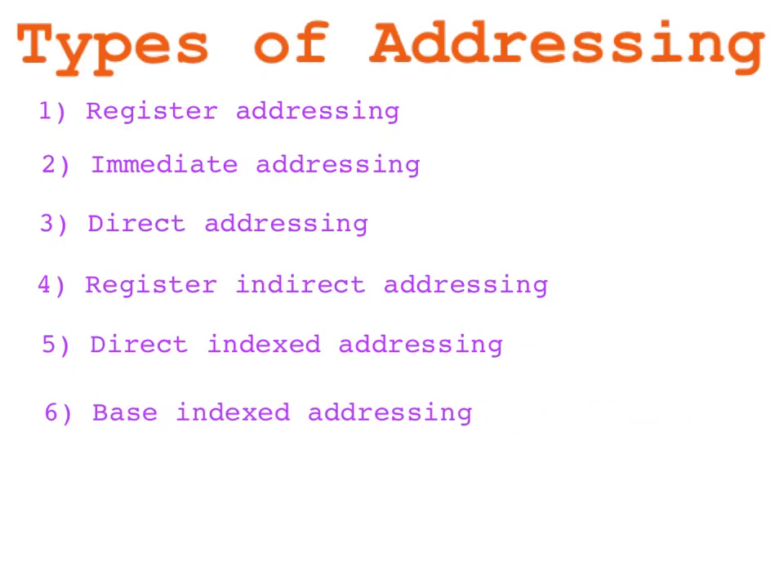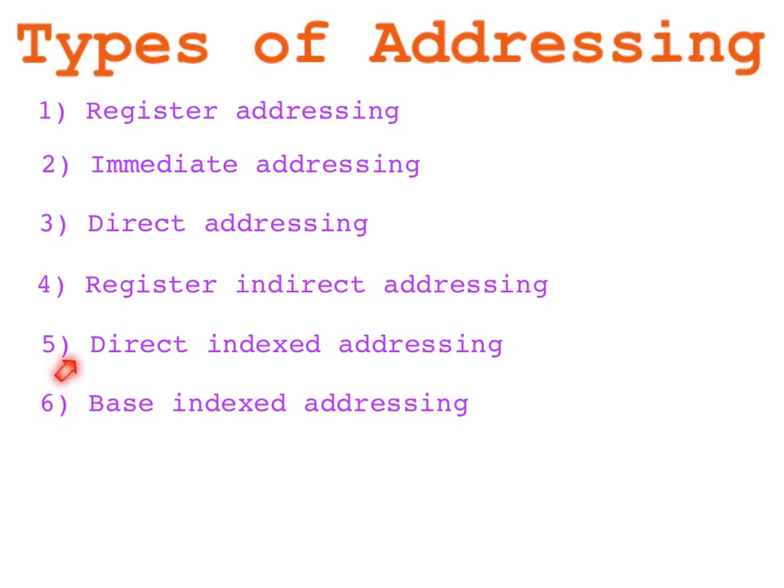And finally, number 6, base indexed addressing. This is actually going to be another way to work with arrays. However, there's an important distinction between 5 and 6, and it's very important that you don't confuse the two, and you'll see what I'm talking about after we get to those at the very end of Lab 4.